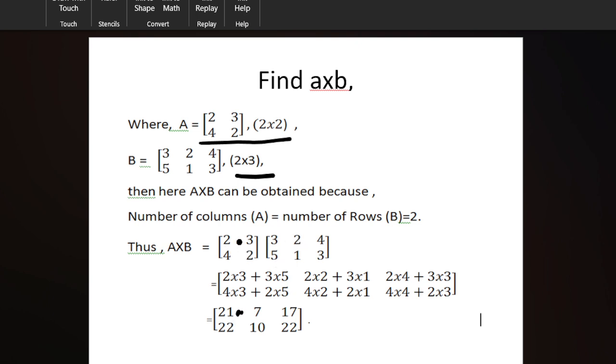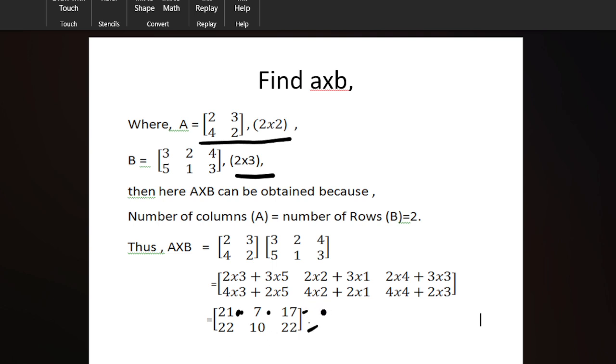Then first row, second column: 2 into 2, 4, plus 3 into 1, 3. 4 plus 3, 7. Then 2 into 4, 8, plus 3 into 3, 9. 8 plus 9, 17. So like this, we can get the elements of the first row.